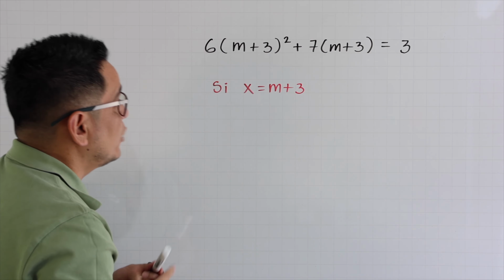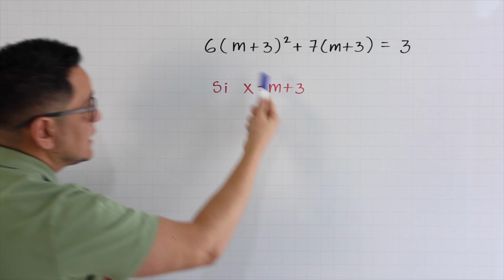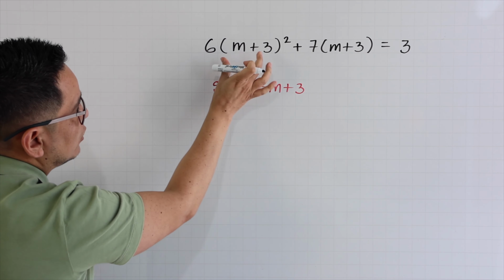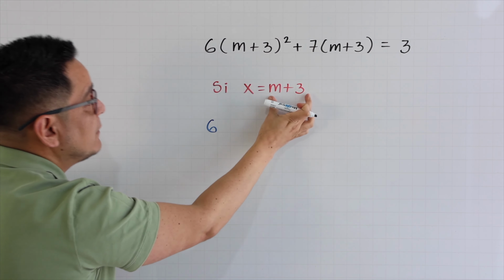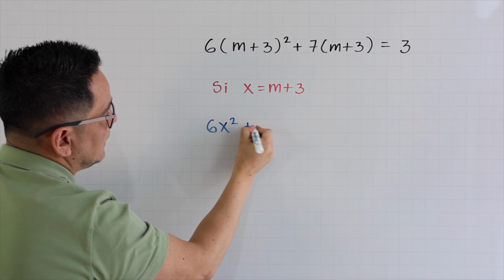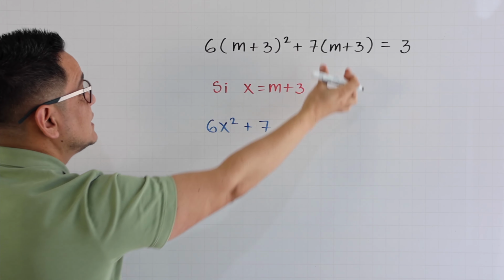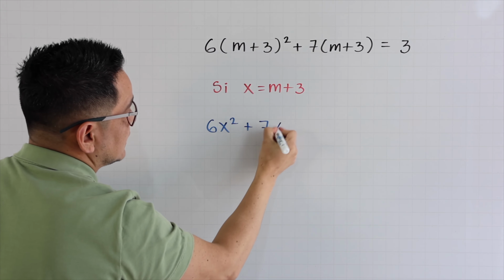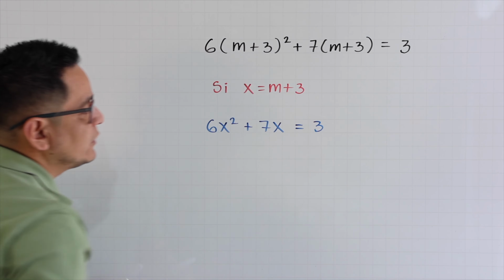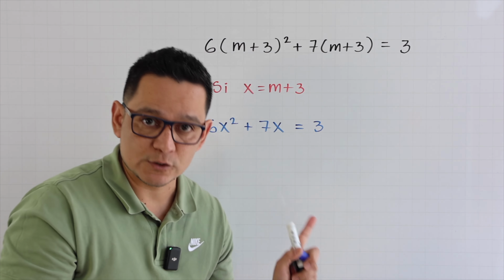So instead of having the operation just as we have it, I'm going to make this substitution. Therefore, I would have 6 times (m plus 3) squared. But m plus 3 is x. So I have 6 times x squared plus 7 times who? Well, by m plus 3. But again, m plus 3 is x. So I have 7 times x. And this equals 3. As you can see, this is a binomial. And it's easier to solve, right?